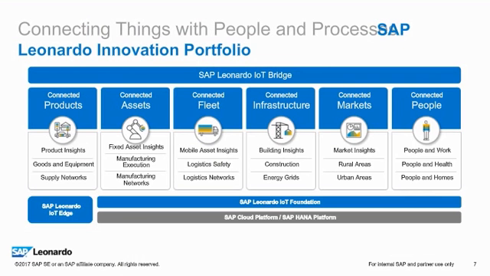Below that are the various SAP Leonardo product categories, from connected products to connected people. This things view of the enterprise covers a wide range of business scenarios. The first three categories on the left side are covering the industrial Internet of Things. Connected products, assets, and fleet are typically discussed in the context of supply chain, manufacturing, and asset management.